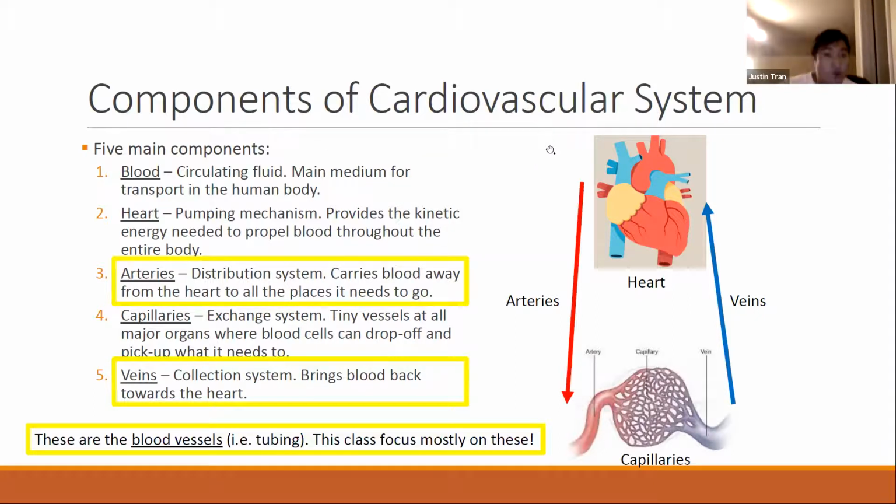The main subject for this class is going to be the blood vessels. We're going to be focusing mostly on the arteries and the veins, and actually mostly on the arteries. Your final project is going to be a simulation on the arteries mostly.